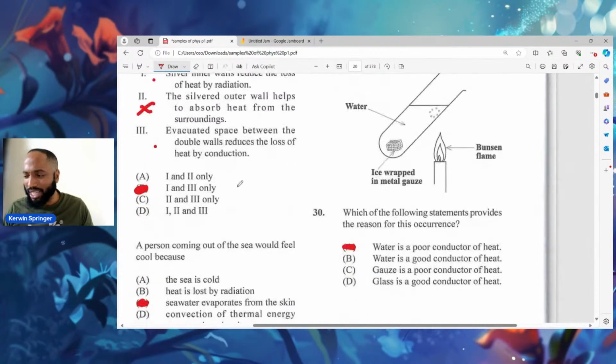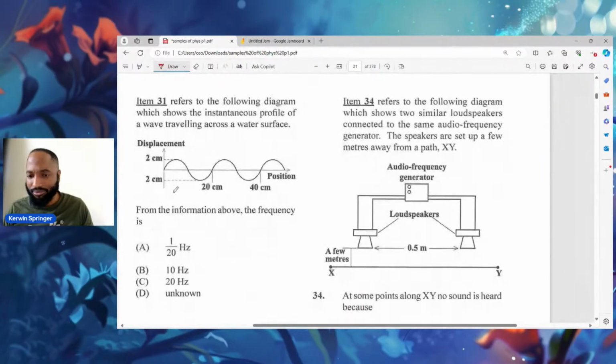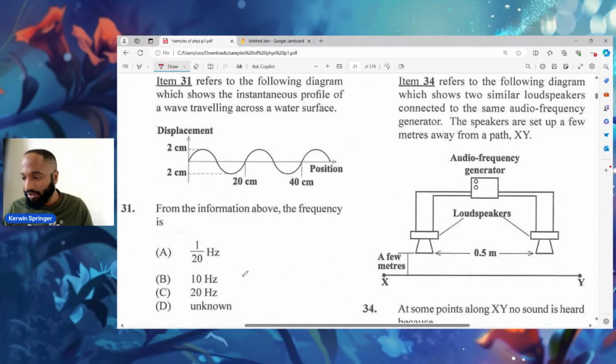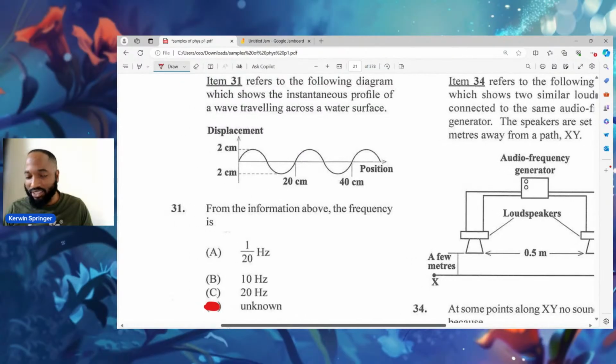The next one asks the same thing. From the information above, unknown. I need to read it. They have a frame up inside. The problem is you have displacement here and you have position there. You understand? Not all liquids are poor conductors, John. Some liquids could conduct. A molten metal is a liquid.